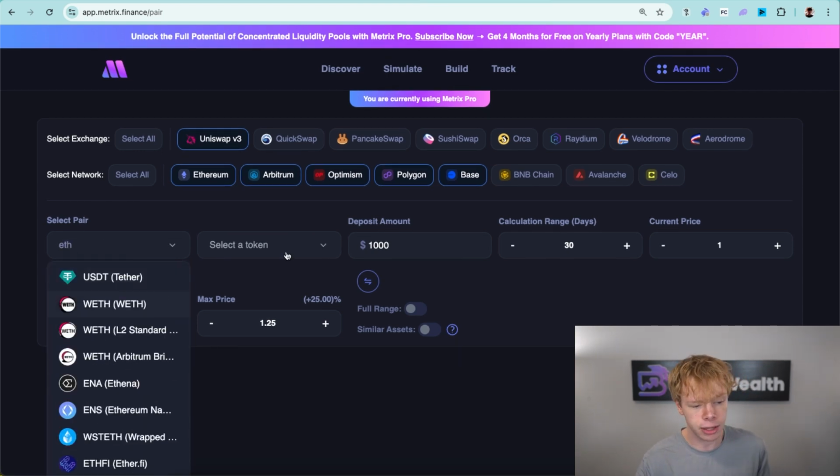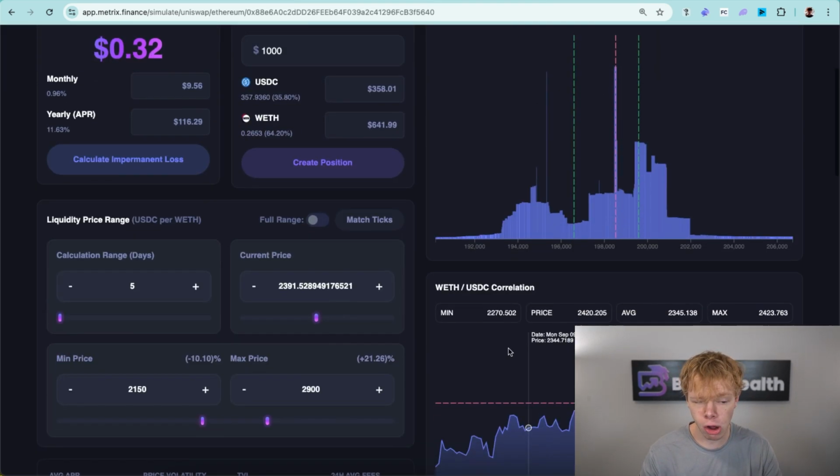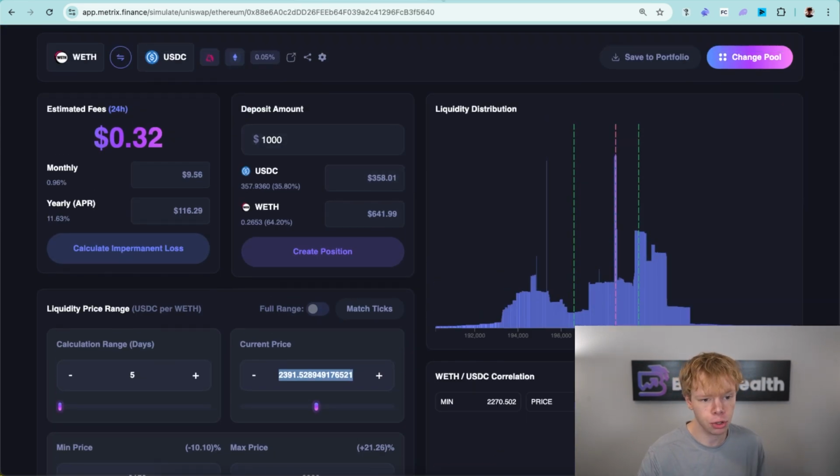Yes, I am looking at Ethereum to USDC, and the reason why is because Metrix Finance has the functionality to actually go in and look at Ethereum to USDT as long as we allow it to do so by checking that little similar assets button. Now, what I'm also going to do is copy the current price along with our range right into the pair function, and that's going to allow me to see these exact metrics across multiple pairs.